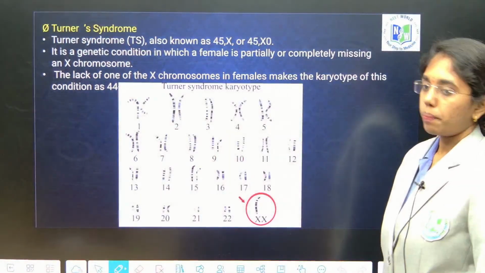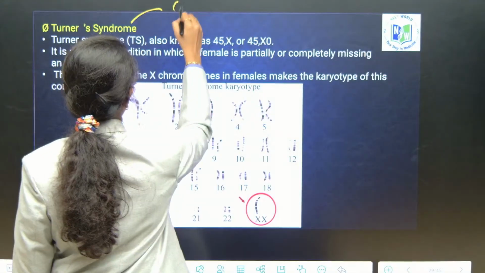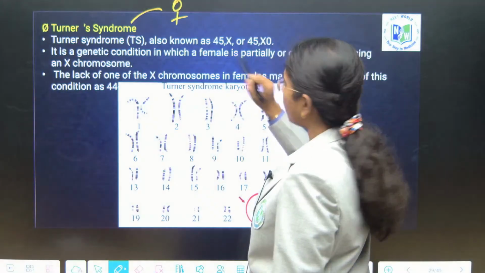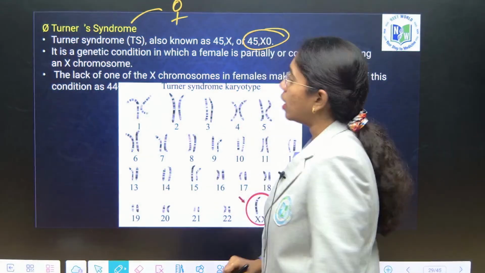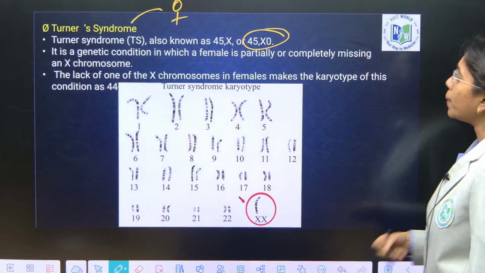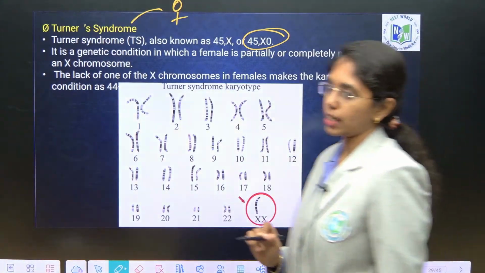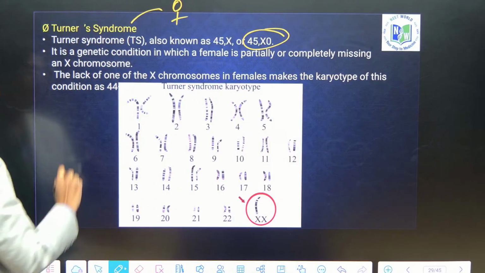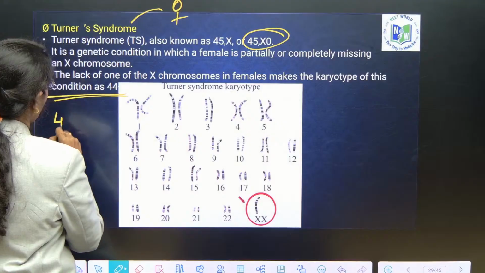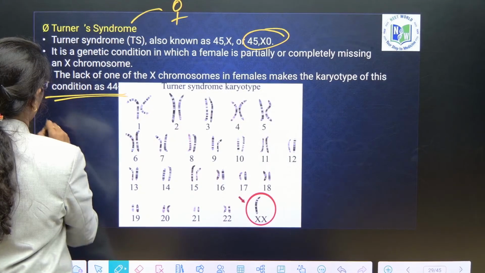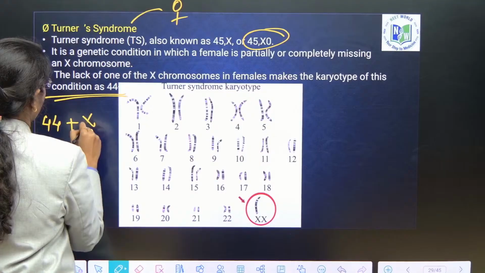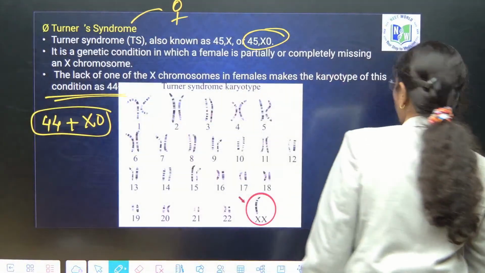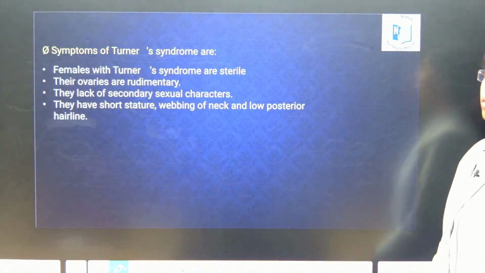Next is Turner syndrome. Turner syndrome is observed in females. Fine. This is absence of one X chromosome. They will have 45 plus X chromosome, that is it. It is a genetic condition in which a female is partially or completely missing an X chromosome. They lack the X chromosome in females. This makes the karyotype 44 plus XO. Fine, right? Now, what are the symptoms of Turner syndrome?